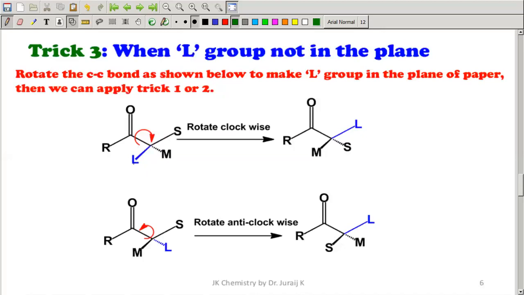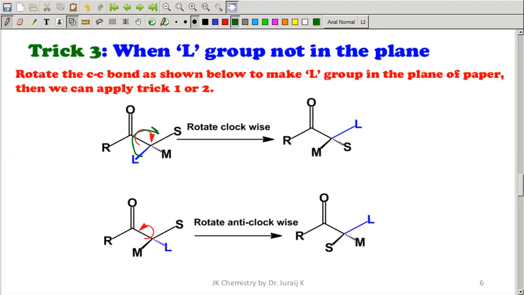First situation, in which your large group is in the wedge, that means top face. You want to rotate to a certain extent in such a way that you make your large group in the plane of paper. How will you do that? You just rotate in the clockwise direction. That means you just rotate this in this direction. What will happen? Your large group will be in the plane of paper.